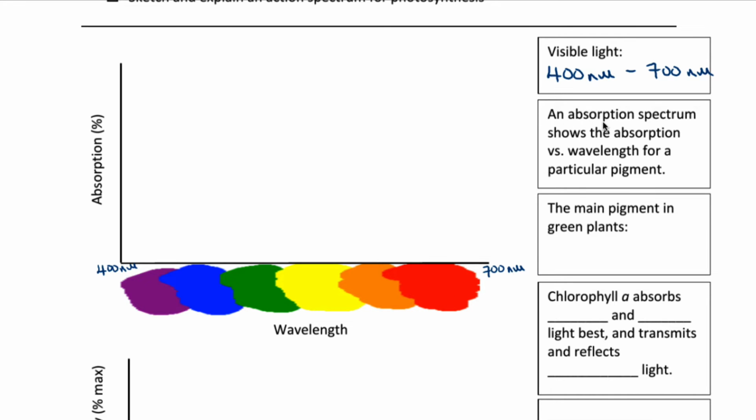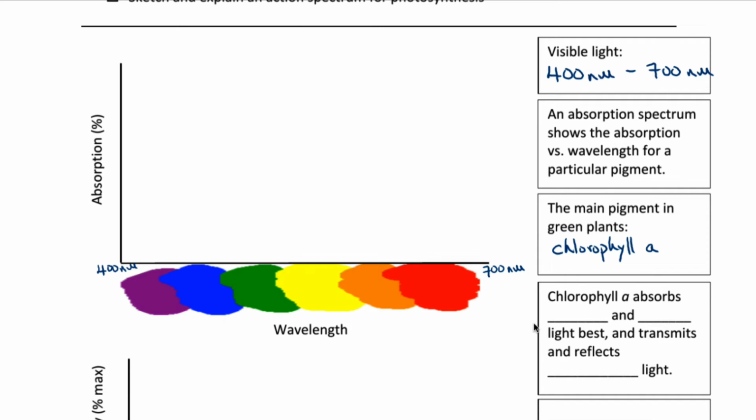An absorption spectrum shows the absorption versus wavelength for a particular pigment. So this on the y-axis is the absorption as a percent of the maximum. The main pigment that is in green plants is chlorophyll A. There are two types of chlorophyll that we'll talk about here, chlorophyll A and chlorophyll B.